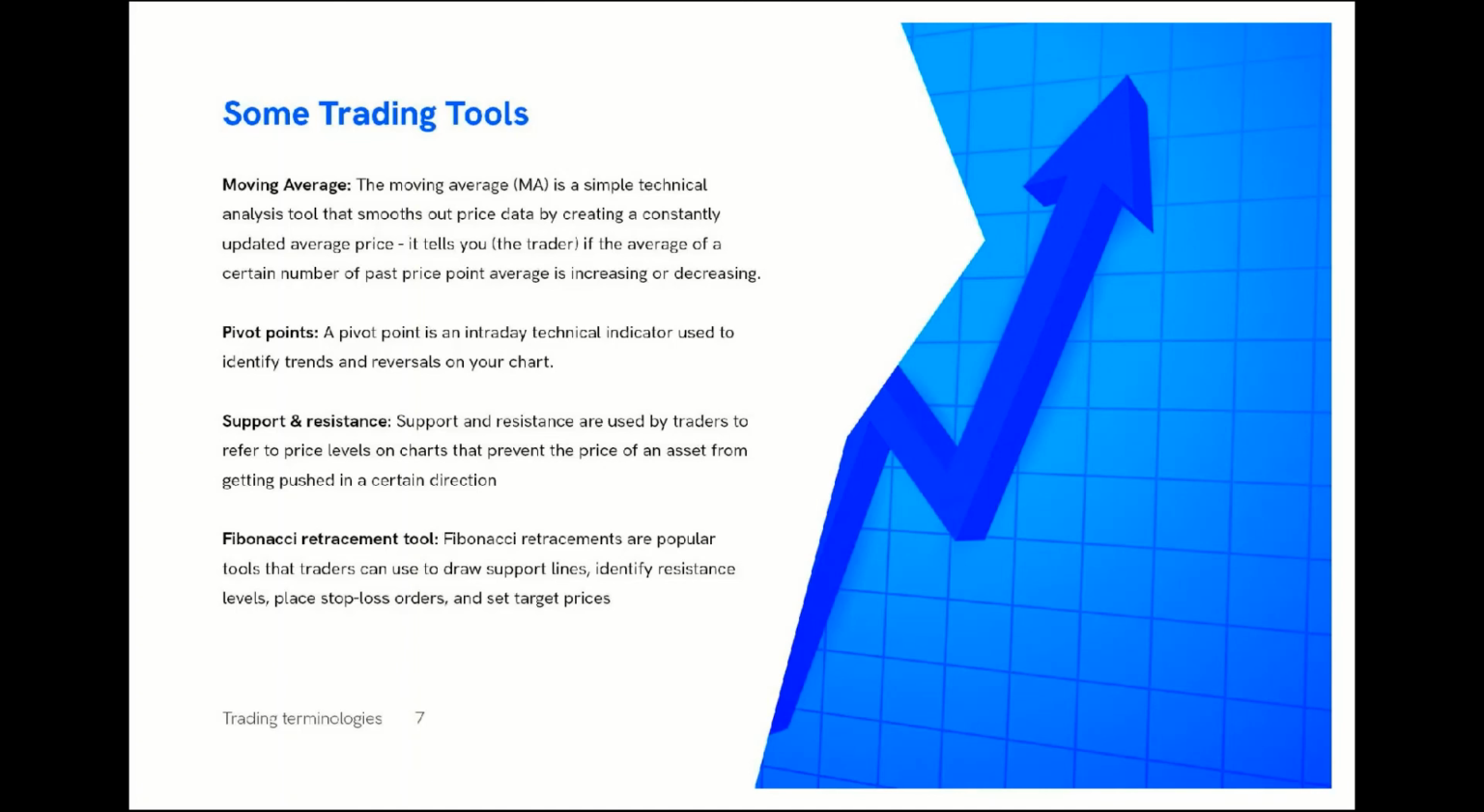They are basically like support and resistance. So what is support and resistance? Support and resistance are used by traders to refer to price level on the chart that prevents price of an asset from getting pushed in a certain direction. Support areas are areas in price where you look for buying opportunities. Resistance areas are areas in price where you look for selling opportunities.